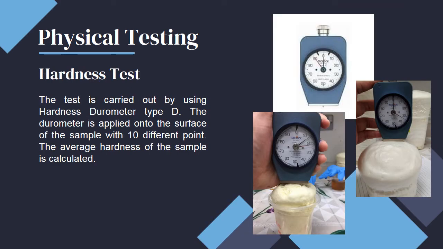Last physical testing is the hardness test. The test is carried out by using a hardness durometer type D. The durometer is applied onto the surface of the sample at 10 different points. The average hardness of the sample is calculated.